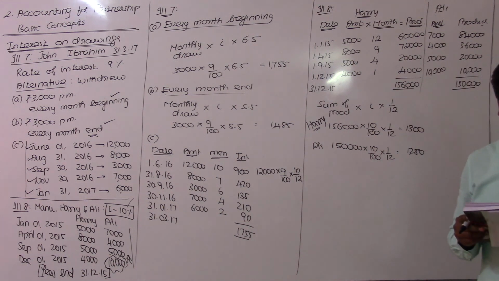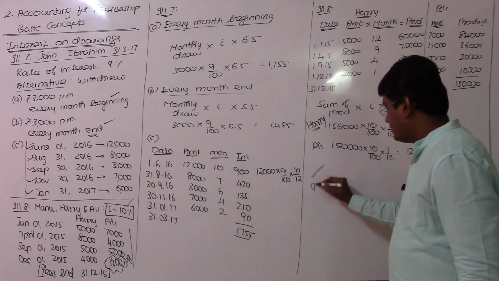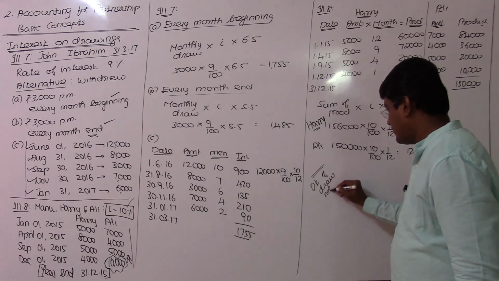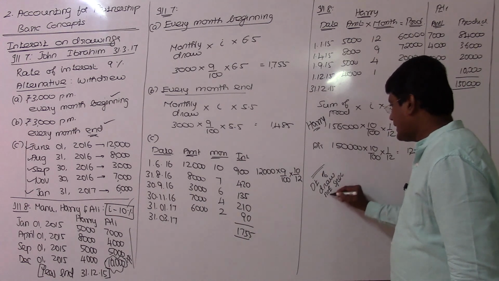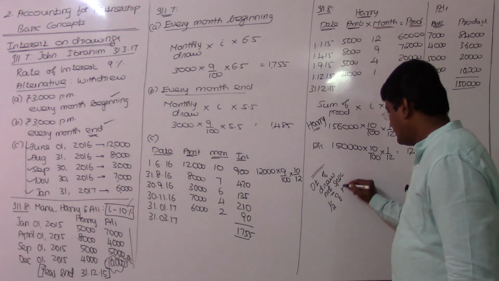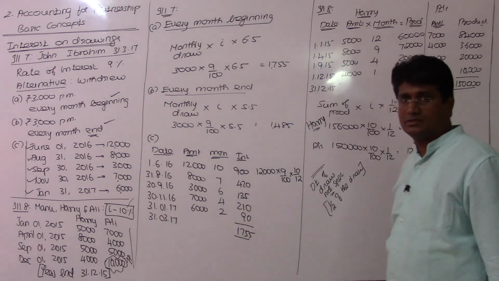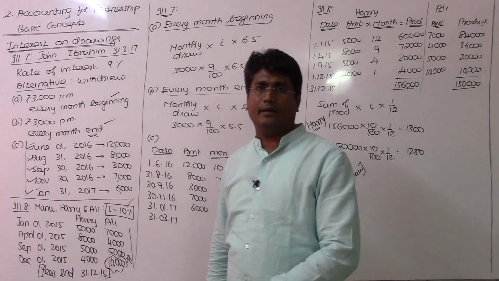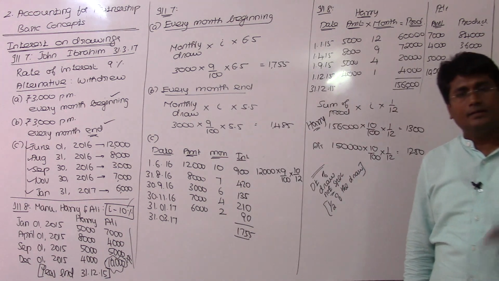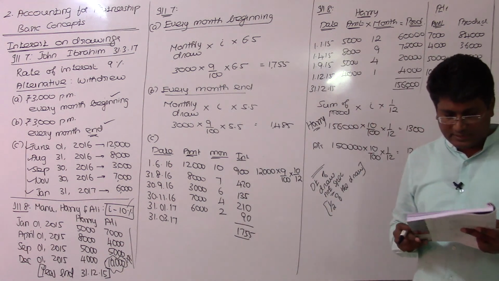The last point I am going to discuss here is, if the date of drawings is not specified, then we have to calculate for half of the period. So half of the drawings is applicable, because we are not aware when he draws, whether at the year beginning or year end. So usually we consider he could have drawn throughout the year now and then, so we calculate for half of the year. That's an example.